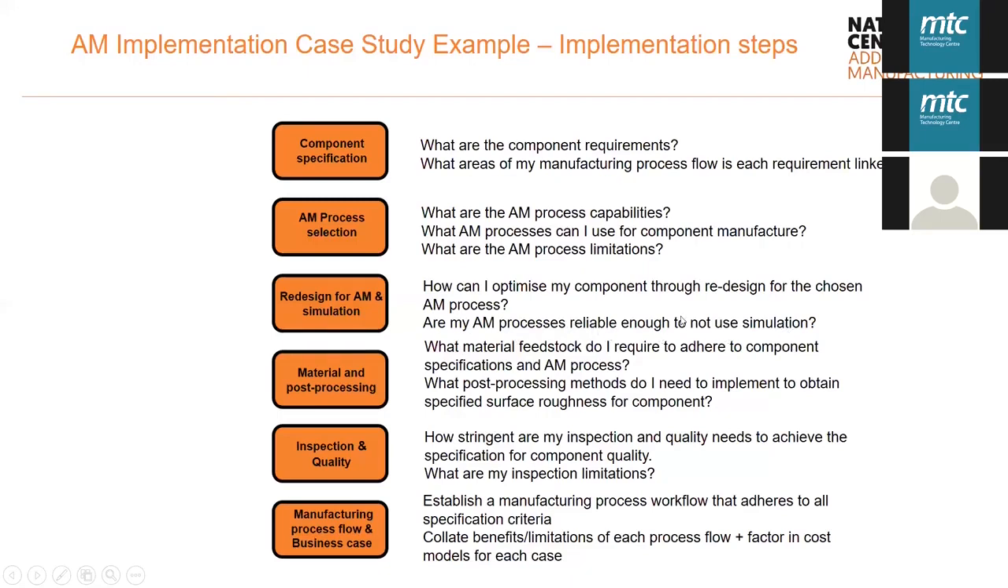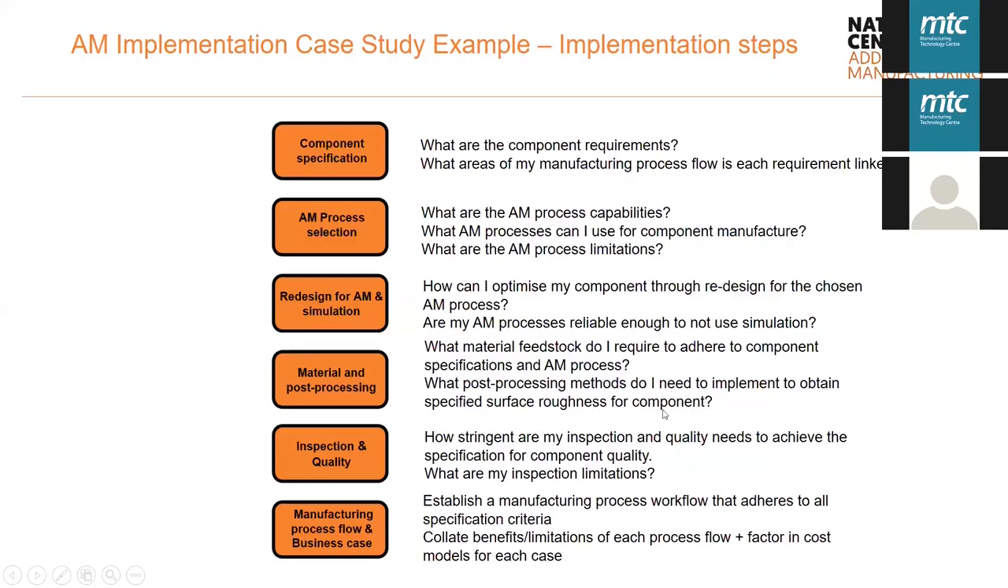Materials and feedstock, so I understand what material I need from the component requirements, and I understand what processes my material can be used in, what materials my process can use, but in what sort of feedstock am I supplying my material, a wire or a powder, and does it adhere to the specifications and the AM process that I've chosen? Also, post-processing steps. So what are the methods that I need to implement in order to obtain the surface roughness that I might require from a component? It's just a question that you might ask yourself.